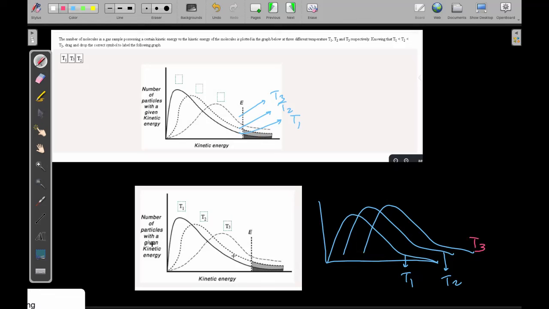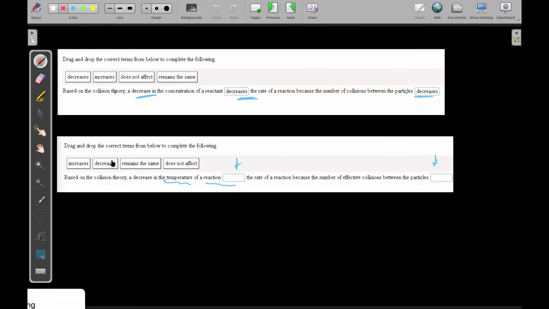Because more particles will have higher kinetic energy. So the number of particles with low kinetic energy will decrease, and the number of particles with higher kinetic energy increases. So it increases to the right. And now, based on the collision theory, a decrease in the concentration, remember the girls in the room running and colliding, decreases the rate of the reaction because of the decrease in the collisions.